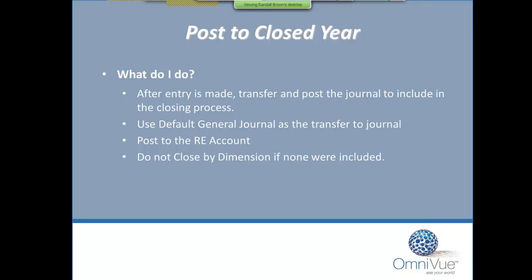Then, after you post that entry, you will go back and run the close income statement batch job again, which will move the revenue and expense accounts that you posted to the retained earnings account again, and you would post that entry, and then you're done.